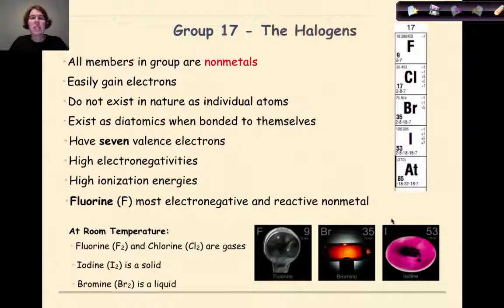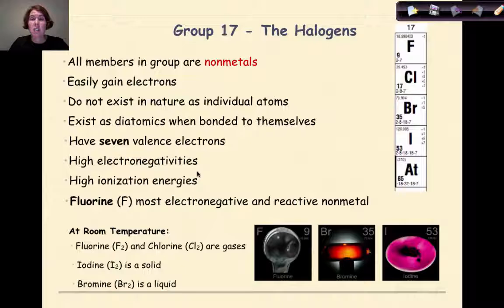Group 17 is known as the halogens, and all the members of this group are nonmetals. They easily gain electrons. They do not exist in nature as individual atoms. They will exist as diatomics when bonded to themselves, and we'll talk about that more in our next unit. They have 7 valence electrons, so you can see that they all end in the number 7.